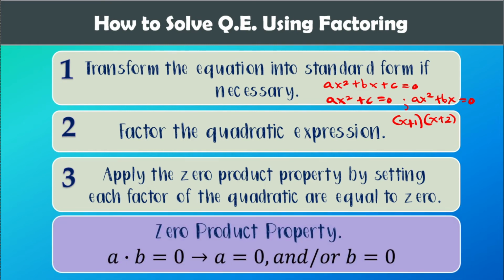Zero product property. Ibig sabihin ng zero product property, pag meron kang term or numbers na a times b equals 0, ibig sabihin or it implies na yung a equal to 0 and or b is equal also to 0.